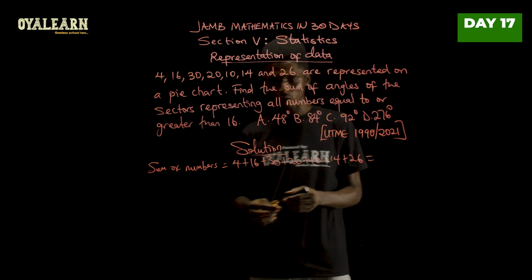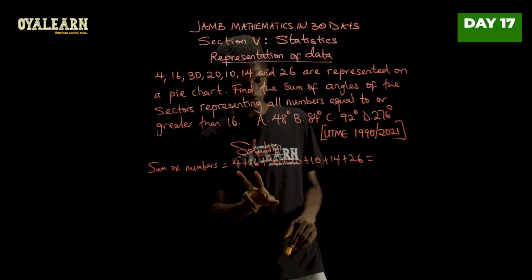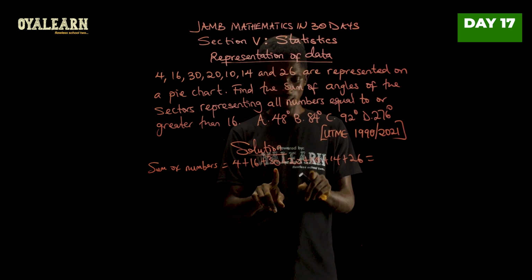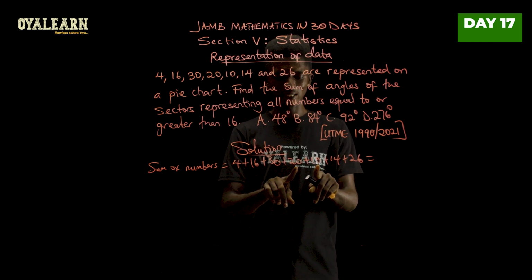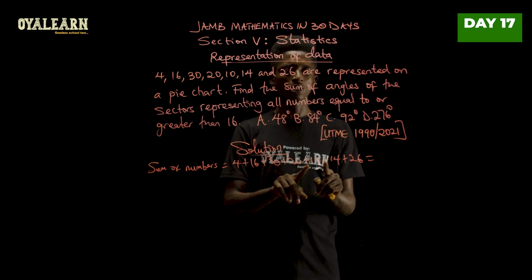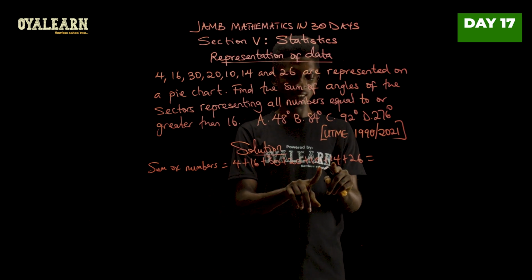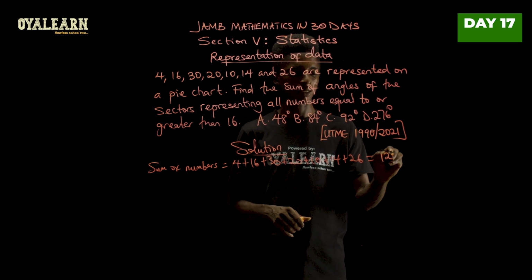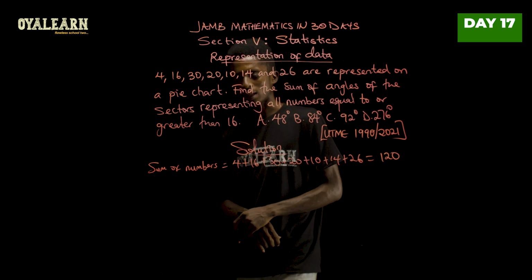Now, let's do this gradually. This will give us 20. 20 plus 30, that's 50. Plus this, that's 60. 60 plus 20, that's 80. So 80 plus, when we add this, that's 40. 80 plus 40, that's 120. So we have 120 in total.